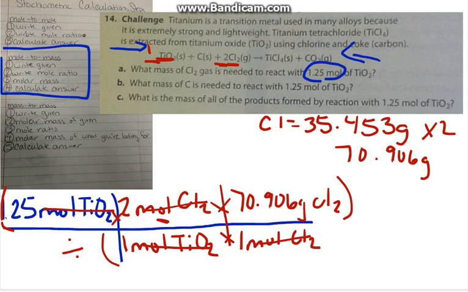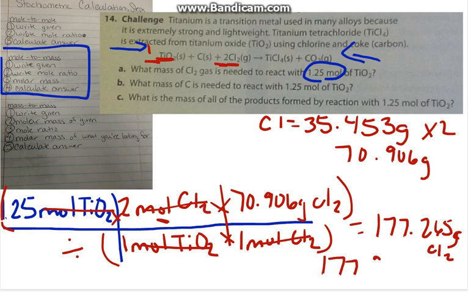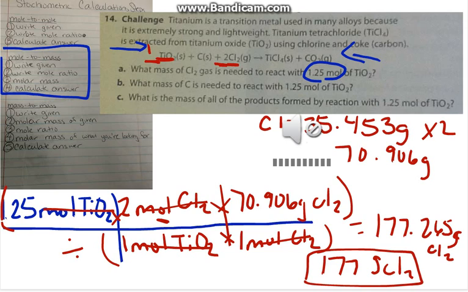I multiply across the top, divide by the bottom, multiply together. Put it in my calculator. And I get 177.265 grams of Cl2. And I need to look at my sig figs. I only need 3 of them. So my final answer is 177 grams of Cl2.